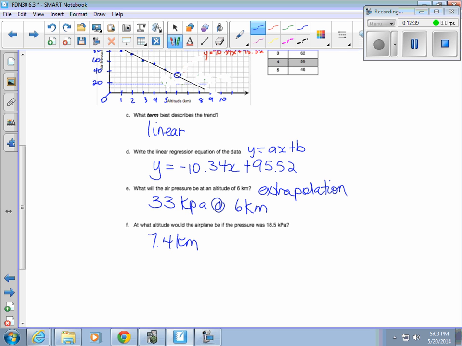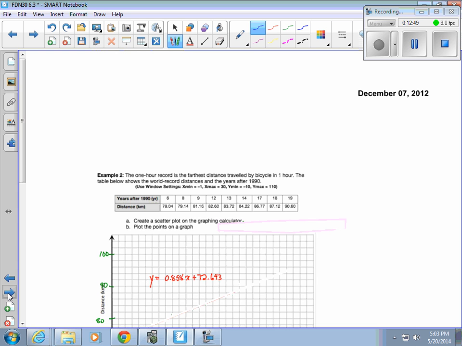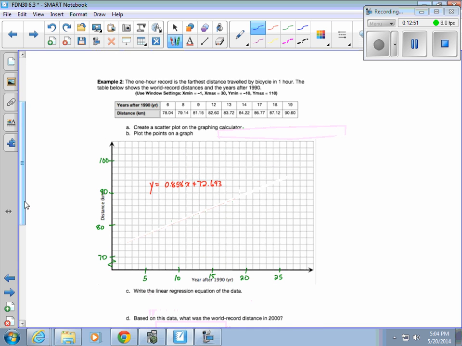Okay, the next question. Oh, I have to flip the page. The 1-hour record is the farthest distance traveled by bicycle in 1 hour. The table below shows the world record distances and the years after 1990. So when we're doing this, we're using our x min is equal to 1, x max is 30, y min is negative 10, and y max is equal to 110. So it says create a scatter plot on the graphing calculator.